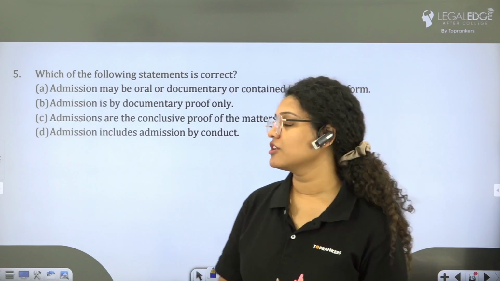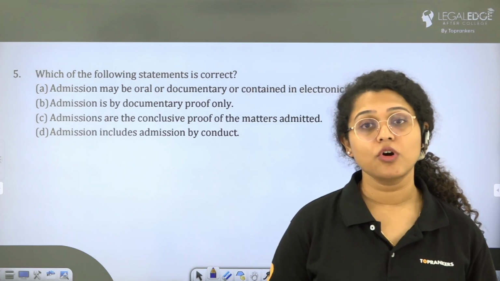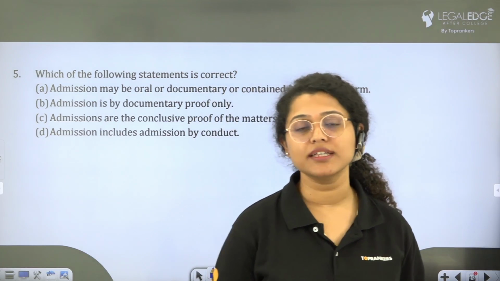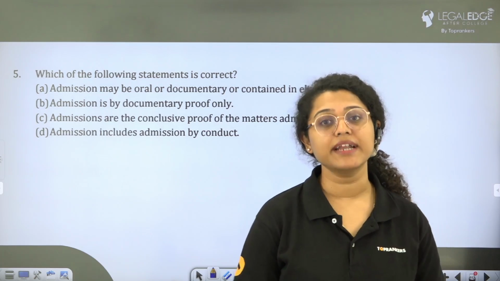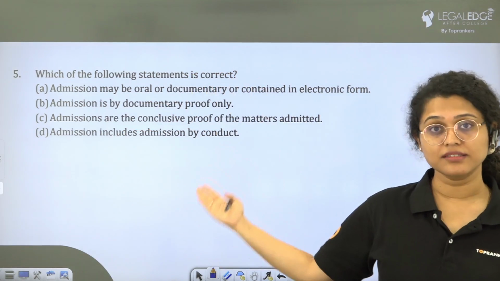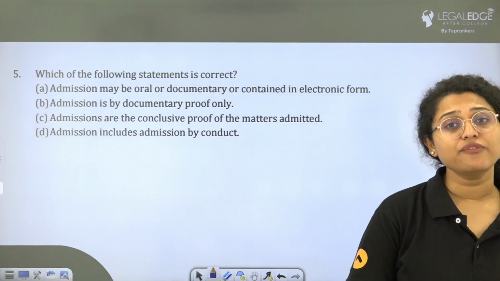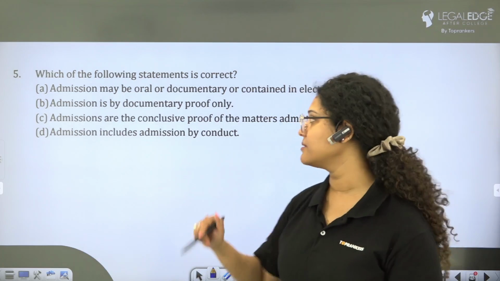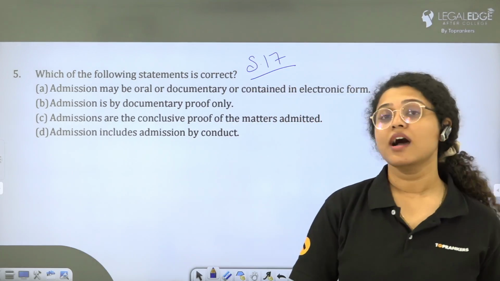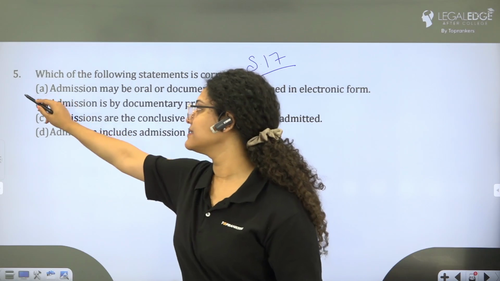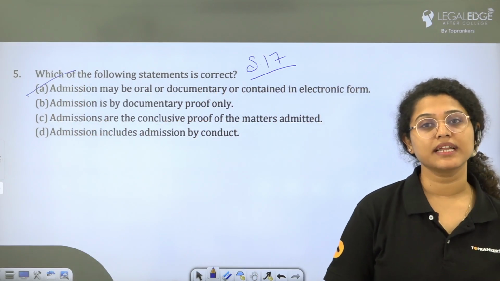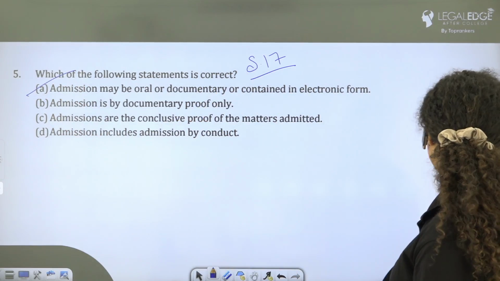D, admission includes admission by conduct. So here another question can be asked: where is admission defined under the Indian Evidence Act? For giving the answer to this question you need to know the definition of admission, and that definition is provided in Section 17 of the Indian Evidence Act, according to which option A is the correct answer. Admission can be oral, documentary, or it can be contained in an electronic form.